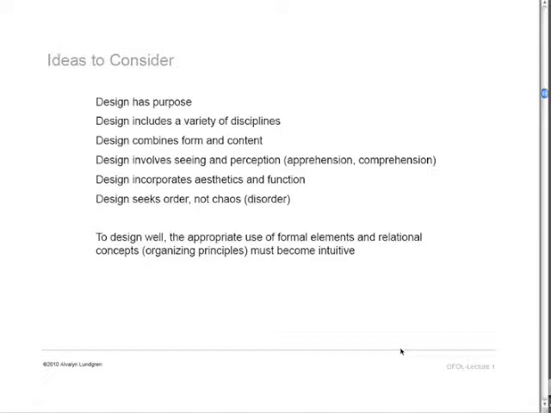Design combines form, which are the elements that we're going to be studying in this class, and content, which is what you're trying to express or communicate. And the content lends toward the purpose. Design involves seeing and perception, or what we call apprehension, which is I see it, and then comprehension, which is what is it, and what does it do, and what does it mean to me, and how can I make it better, or what do I do with this thing.